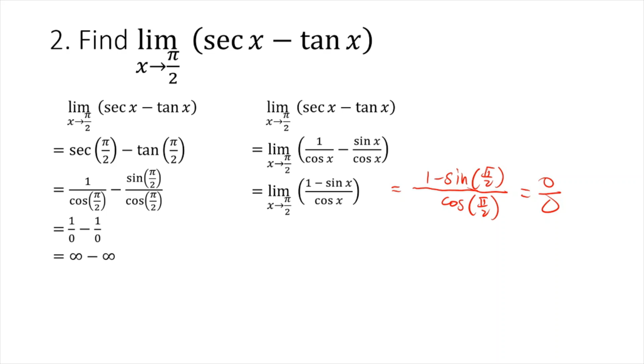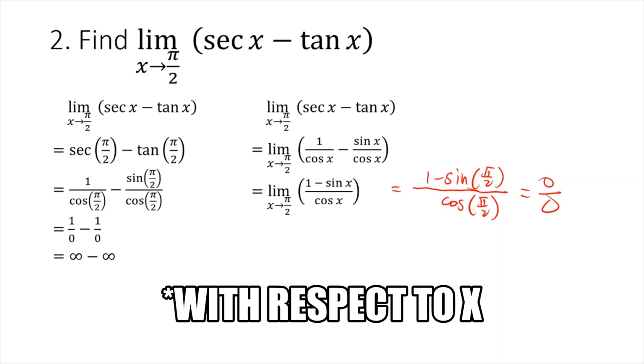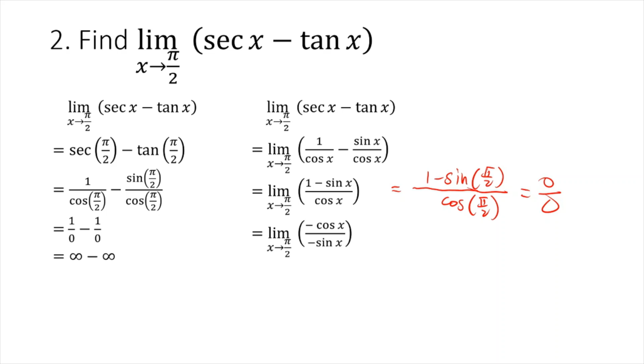Okay, so let's differentiate the numerator and denominator separately. Derivative of 1 minus sine x with respect to x. This will give us negative cosine of x. And then derivative of cosine x with respect to x, that's negative sine x. Let us now evaluate at x equals pi over 2. So cosine pi over 2 divided by sine pi over 2, where cosine pi over 2 is 0, and then sine pi over 2 is 1. So this will give us 0, and this is our final answer.